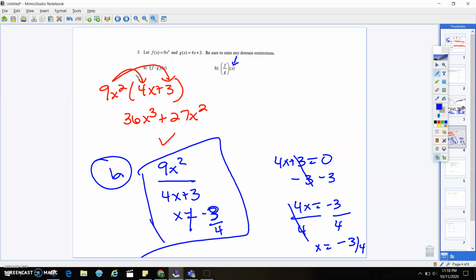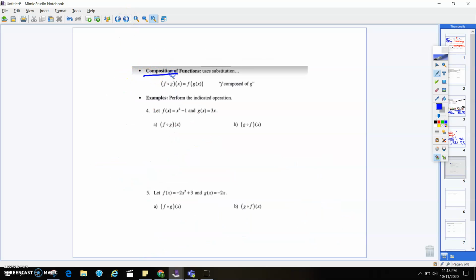If not, there's going to be some practice a little bit later, and we will revisit this. I've seen this on an SAT before, so you do have to know it. It doesn't go away. All right, so compositions.